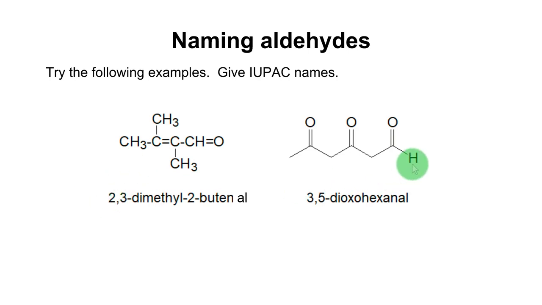Okay, then let's look at this one. Here's the aldehyde carbon. Notice that this is a ketone carbon and this is another ketone carbon. So two oxo groups, and those are at carbons number 2, 3, 4, 5. So 3, 5-dioxohexanal.